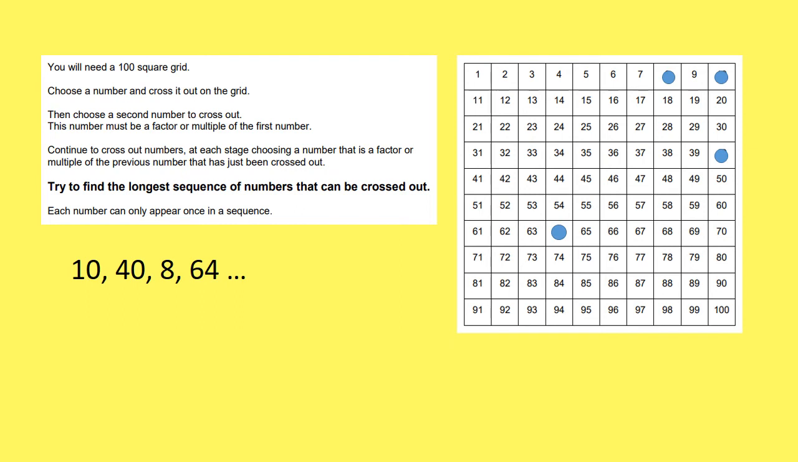Next I've gone for 8 because 8 is a factor of 40. 5 times 8 is 40, so I've put a blob over 8, that's my next number. And then after that I've chosen 64, put a blob over 64 and added that in. 8 times 8 is 64. So I'm going in a chain, factors and multiples, and I'm going to see how long I can carry that on.